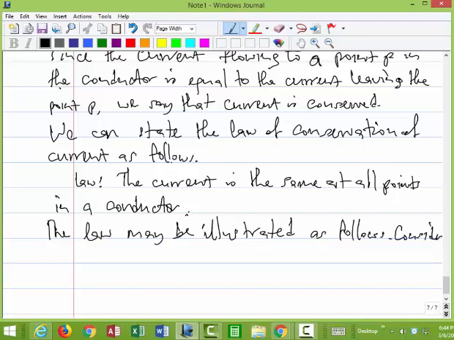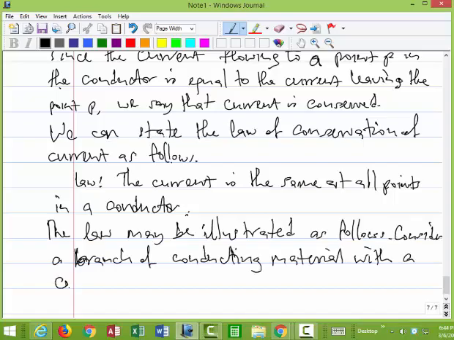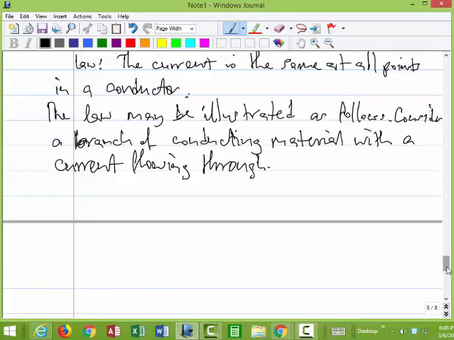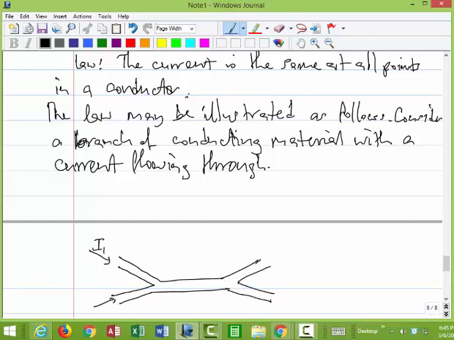Let's consider a branch of conducting material with a current flowing through it. Let's say we have a branch like that. We have a current I1 entering here. This is I2, and they combine and come out of this end. This is I3, and this is I4.